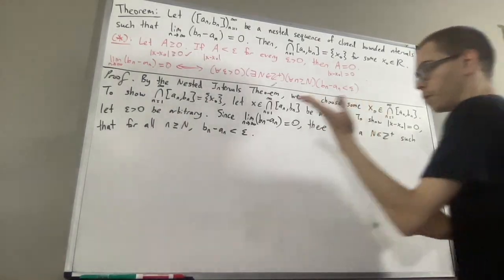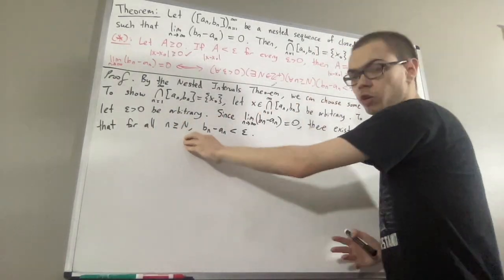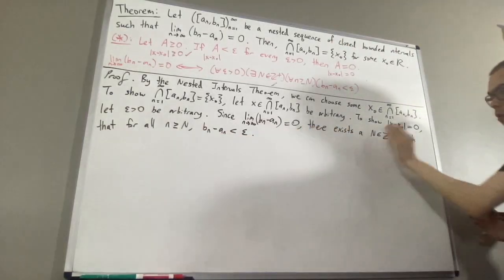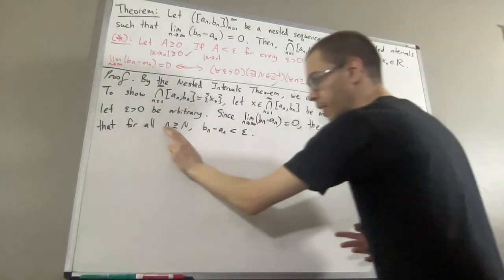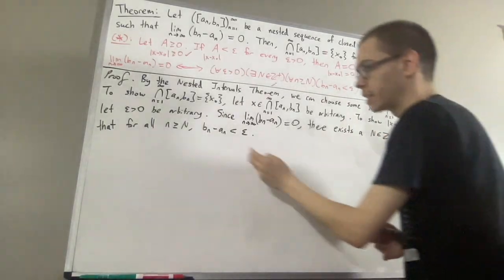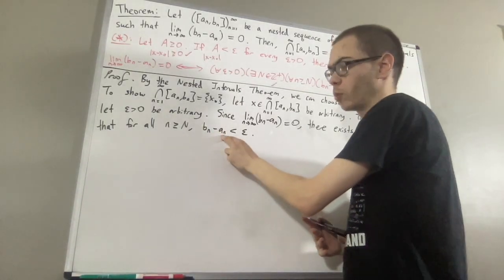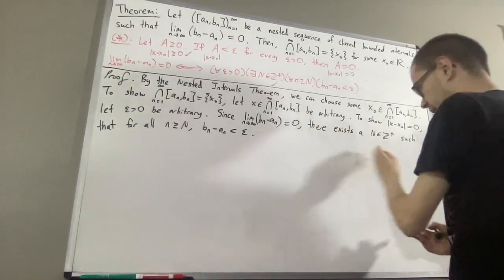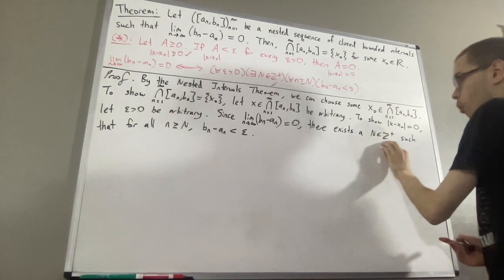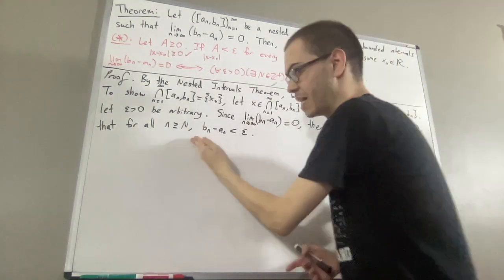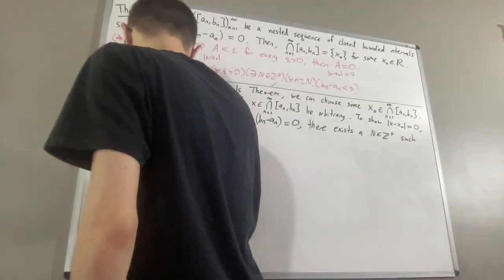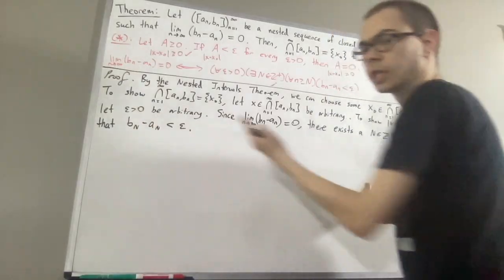So, this statement works for every integer greater than or equal to capital N. So in particular, it must work for capital N. So taking n to be capital N, we have that b capital N minus a capital N is less than epsilon. So instead, I'm just going to say there exists a positive integer capital N such that b capital N minus a capital N is less than epsilon. Right? This is really all we're going to need.